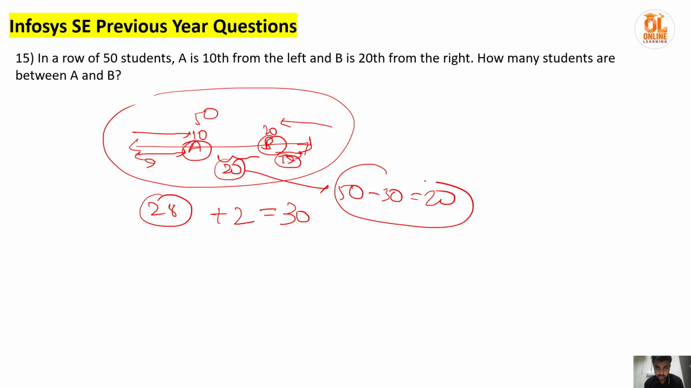I hope you have understood. 9 students is before A, 19 students is before B. So 28 already gone, 19 plus 9. Now we have to find the students between A and B. So we have to count A and B as well, because they will not be between A and B. So plus 2, that is 30. Now how many students left? 20 students. So 20 will be the right answer.